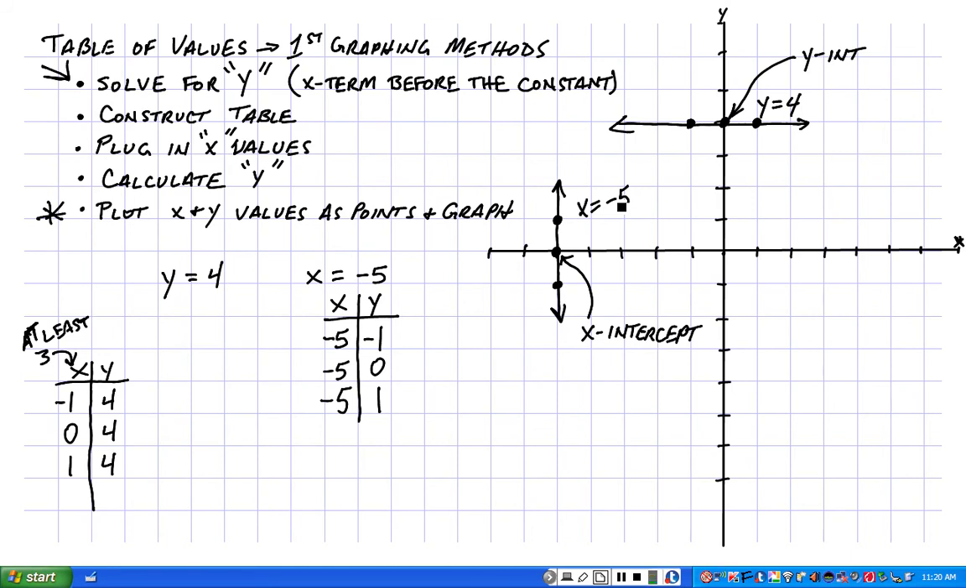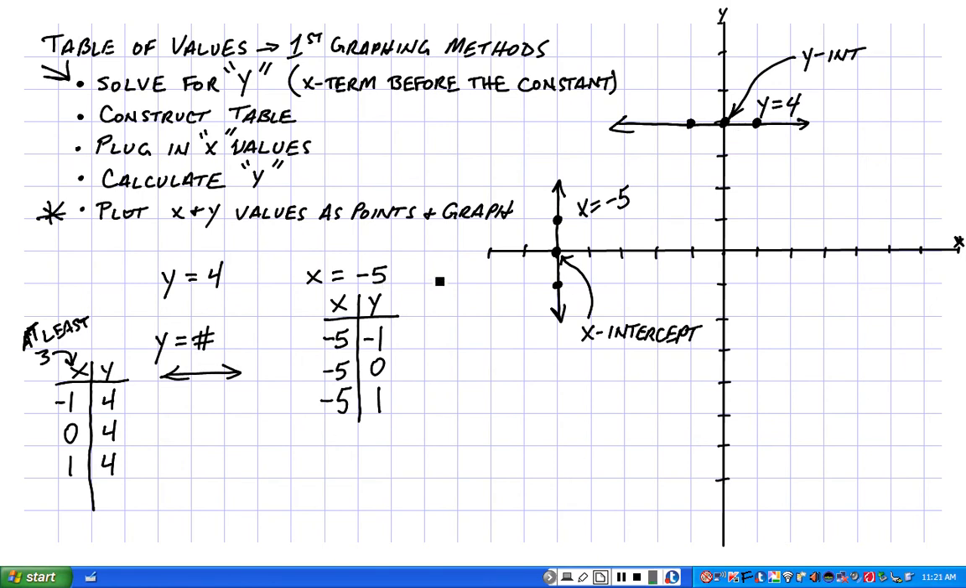Alright, now, simply put, instead of using a table of values, at the end of the day, all you really care about is if y equals a number, then you're going to get a horizontal line through that number. So we said y equals 4, and notice we made a horizontal line through 4 on the y-axis. 1, 2, 3, 4 on the y-axis. So we made a horizontal line through the number 4 on the y-axis.